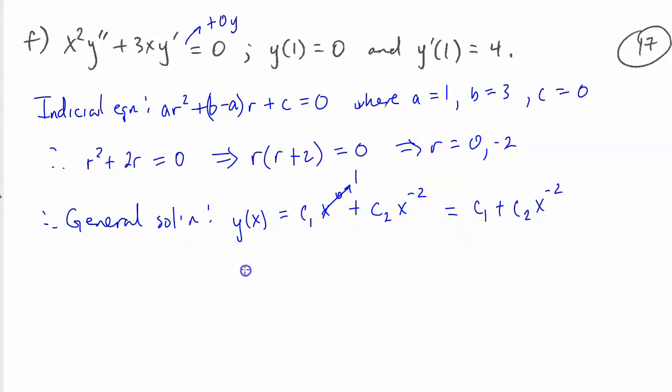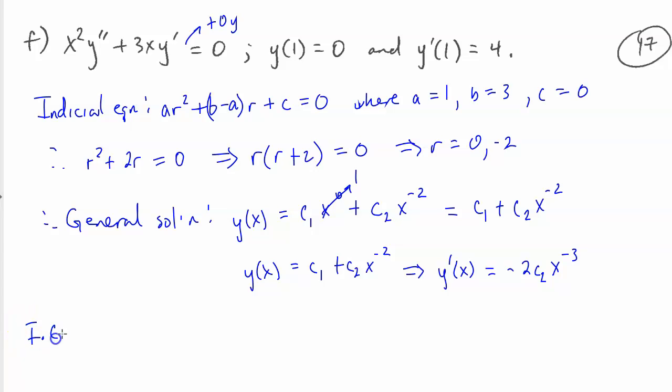So now that we know that our general solution is this, we can go ahead and take the first derivative, because we're going to need that for the initial conditions here. And of course, the derivative of any constant is 0. And the derivative of x raised to the -2 is going to be -2 x raised to the -3. And of course, that constant c2, we have to keep that in there.